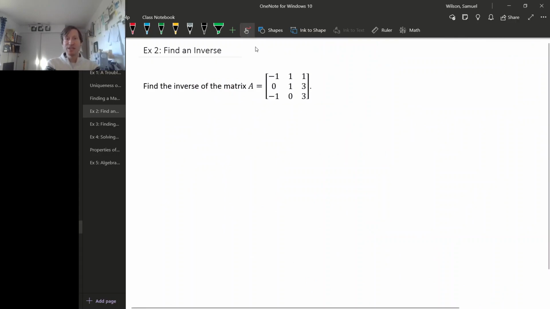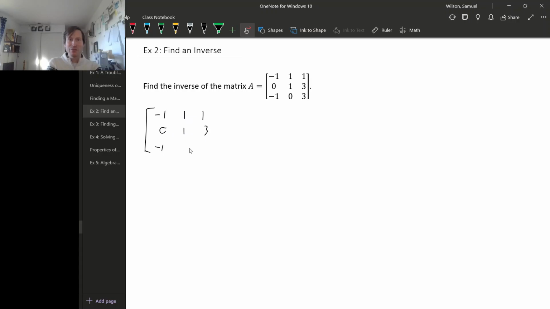So let's find the inverse matrix of this one. So to calculate an inverse, we take our matrix, so minus 1, 1, 1, 0, 1, 3, minus 1, 0, 3, and augment with the identity, so 1, 0, 0, 0, 1, 0, 0, 0, 1. Of course, it's the 3 by 3 identity because A itself is 3 by 3. And now we can start row reducing to turn this left-hand part into the identity.